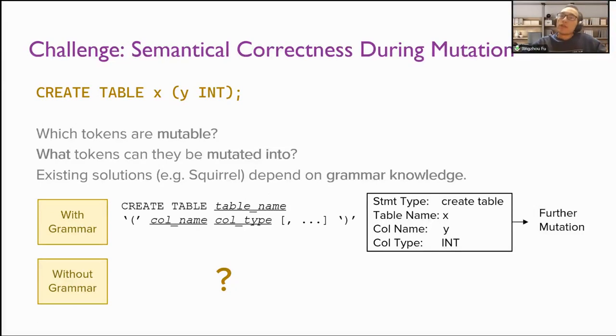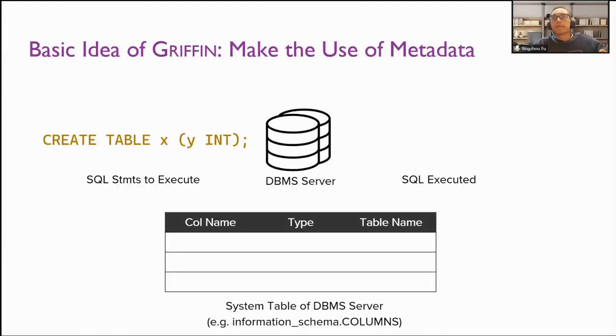For a grammar-free SQL mutator, how to find the mutable tokens in existing SQL statements, and what tokens should they be mutated into? Our solution is to make the best use of the metadata or the schema information of the DBMS. What's the metadata or schema information of a DBMS? Let's look at the figure.